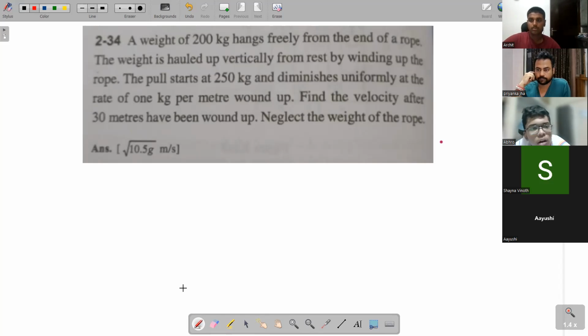Sir, if the rope hangs 200 kg, so how does it start with 250 kg? That is why this is a good question. Wait, wait, let them read it once.